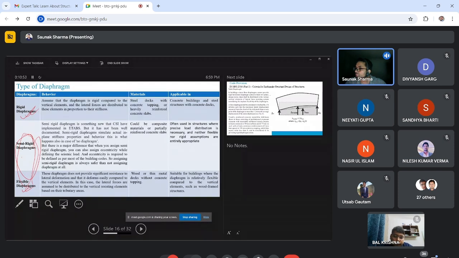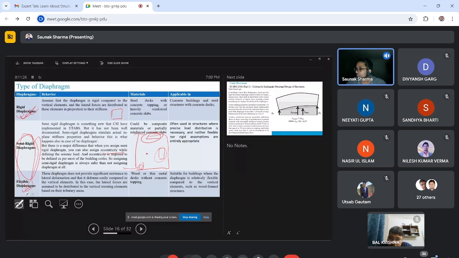Rigid diaphragm assumes that the diaphragm is rigid compared to the vertical elements, and lateral forces are distributed to these elements proportional to their stiffness. What happens here is, let's make this. Here is a huge shear wall. Here is a huge column. Here is a small column. Lateral load is acting at some point. Now the stronger element will take higher force and the weaker element, in terms of stiffness, will take lesser force. This action is given by a rigid diaphragm.